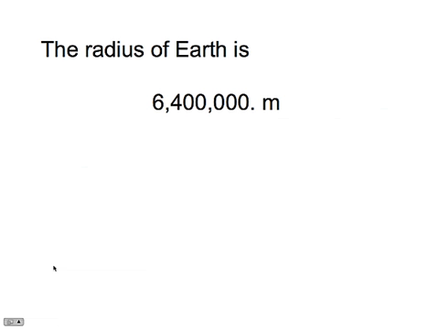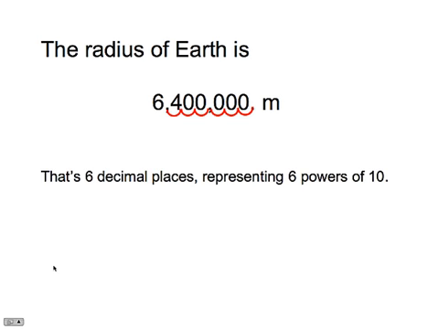Let's use an example. The radius of Earth is, again, 6,400,000 meters. Let's move the decimal to the left and count how many times we move it. 1, 2, 3, 4, 5, 6. That's 6 decimal places representing 6 powers of 10. Therefore, we write this number as 6.4 times 10 to the 6th meters.